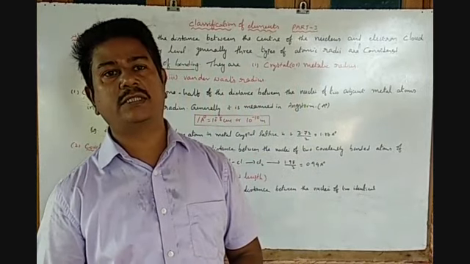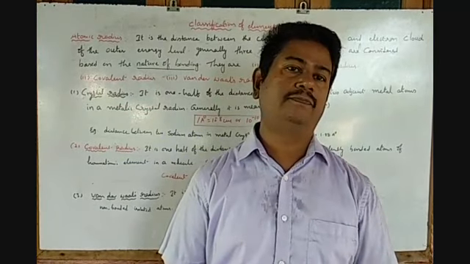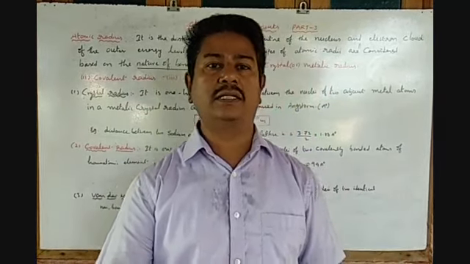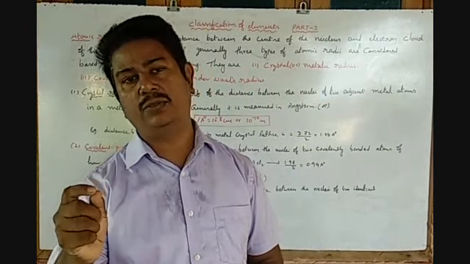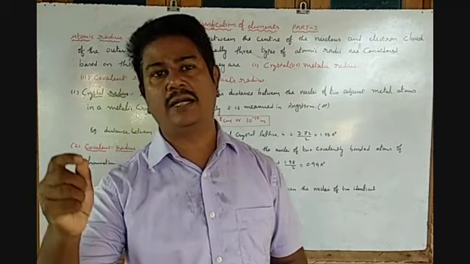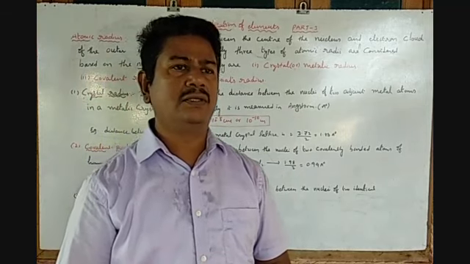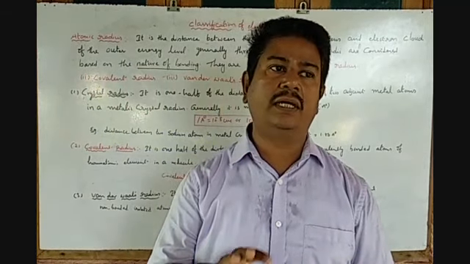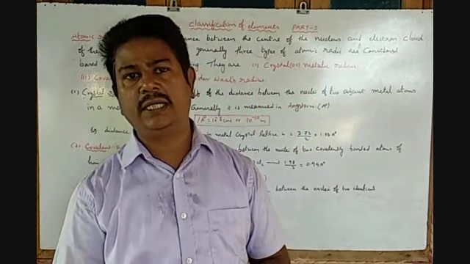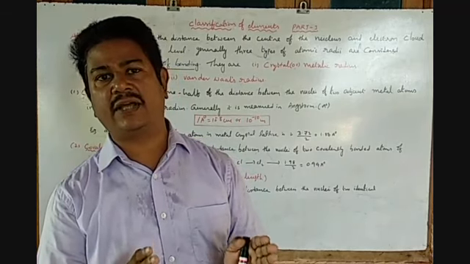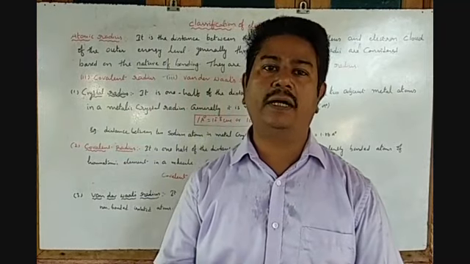First of all, we discuss one of the most important periodic properties in IPE, that is atomic radius. Atomic radius is defined as the distance between the center of the nucleus to the outermost electron cloud. Generally, the atomic radius of an element is not possible to measure with simple methods. It is measured with the help of the X-ray diffraction method, and by using that method we calculate the atomic radius.